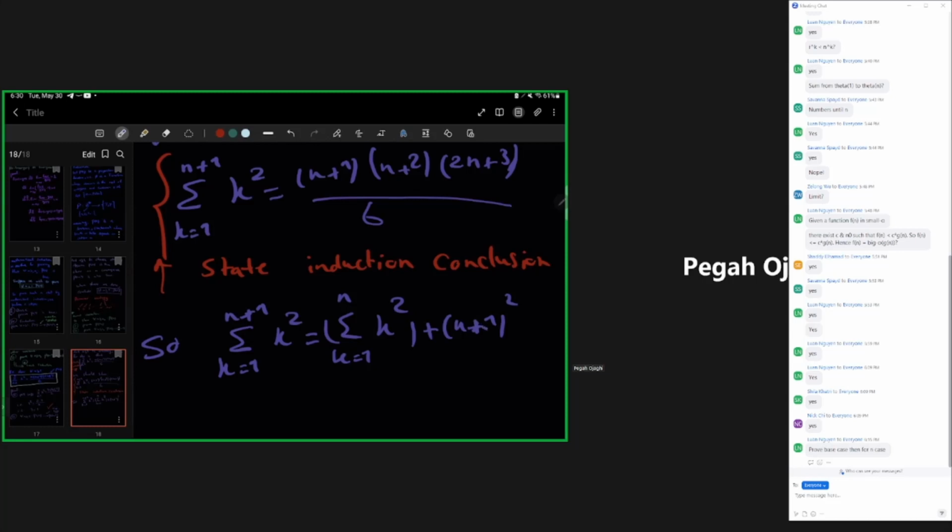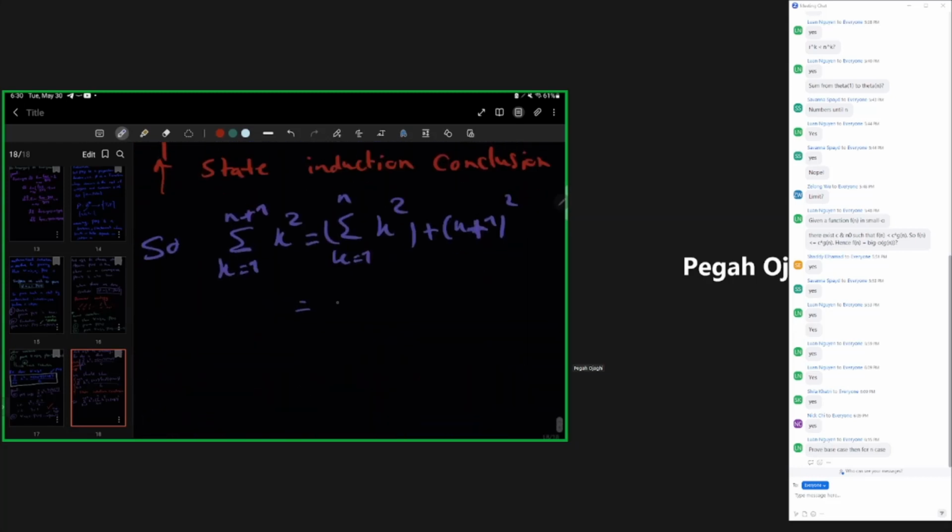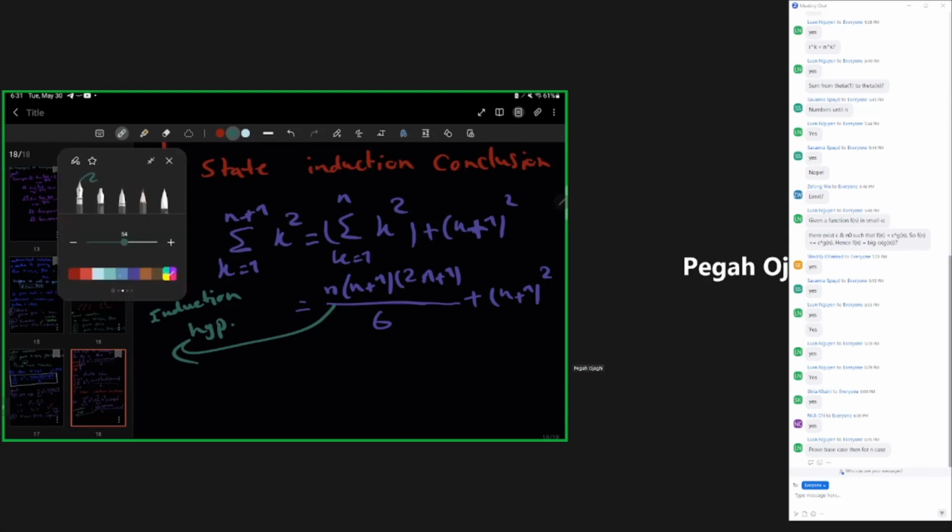I just divide this summation and bring out n plus 1. If I assume this one is true, based on the assumption, this is the result: n times n plus 1 times 2n plus 1 divided by 6. And I know this part is coming from the induction hypothesis, because we consider it assumed to be true. Then we just keep going here and prove it.